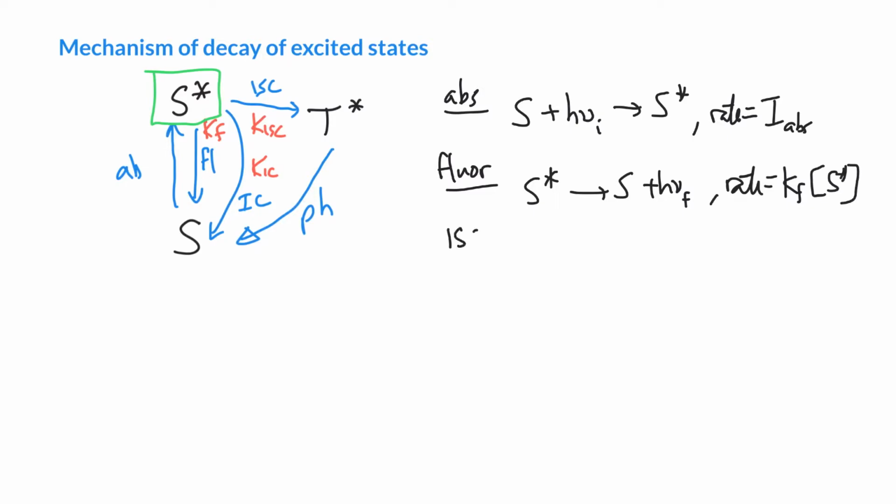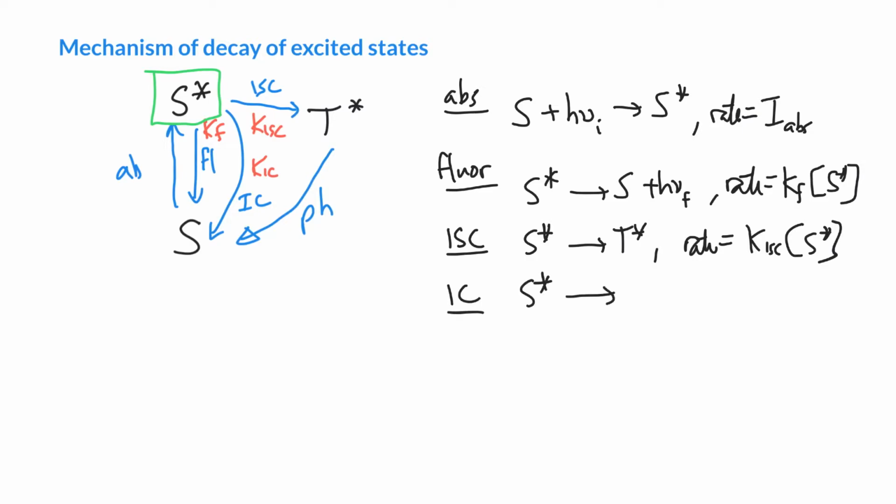We've also got intersystem crossing, the ability to take S star into T star, crossing between those singlet and triplet states, that spin forbidden process, and the rate of that is K intersystem crossing times S star. And then we've also got internal conversion, that non-radiative transition. So we return back down again, and instead of releasing a photon of light, that energy gets dumped into surrounding solvent molecules, and that rate is K internal conversion times S star. So we've built ourselves a model. Remember, all models are wrong, but some are useful.